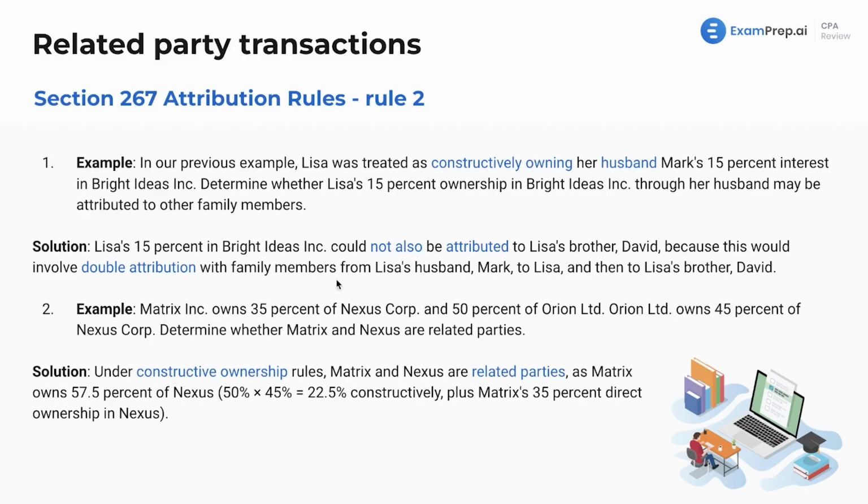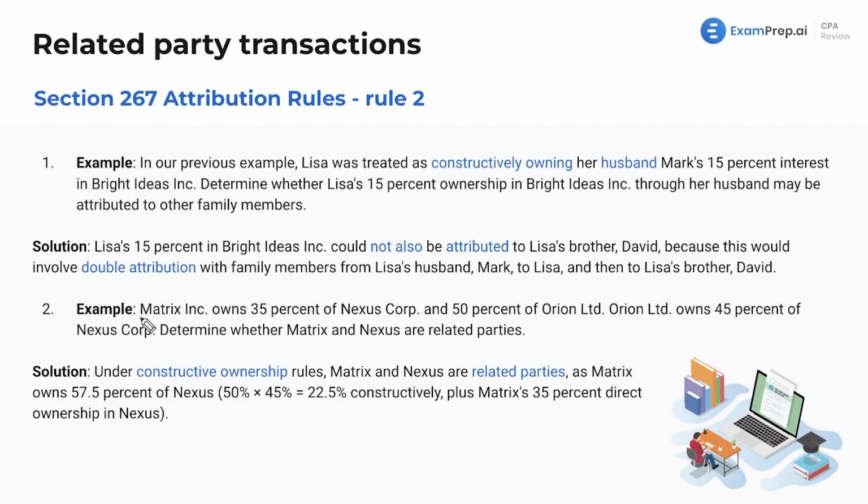You see, because Matrix owns Orion, Orion owns Nexus, but we also own Nexus. So we don't want to double count. This is what we're accounting for. Our concern up here is essentially what we're seeing down here. Now, under constructive ownership rules, Matrix and Nexus are related parties. Pretty straightforward there, as Matrix owns 57.5% of Nexus. So Matrix owns its own 35%, but they also own 50% of Orion, which owns 45% of Nexus.